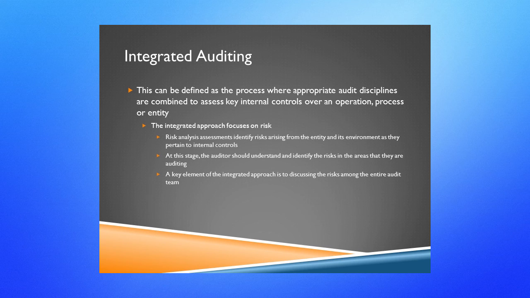Now you need risk analysis assessments to identify what risks are arising from the entity and its environment as they pertain to internal controls. So if I'm doing a financial audit, I need to understand the controls used in the network environment that provide access and communication to the servers that may be containing this financial information. Now at this point, the auditor should understand and identify the risks in the areas that they are auditing, and a key element of the integrated approach then is to discuss these risks among all of those audit teams together.